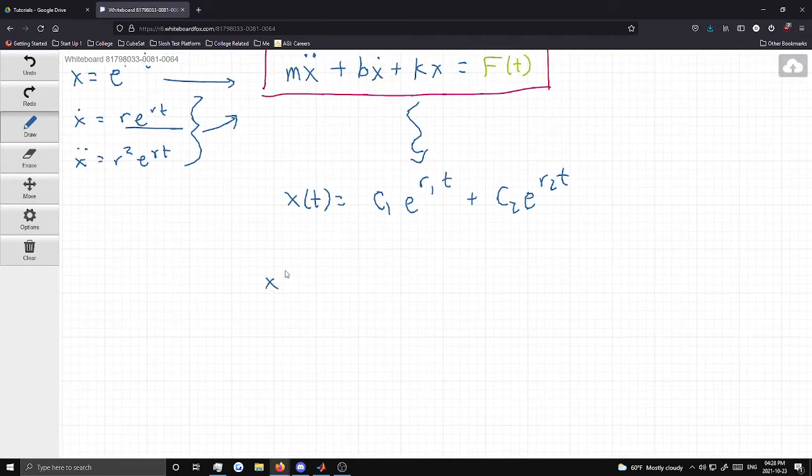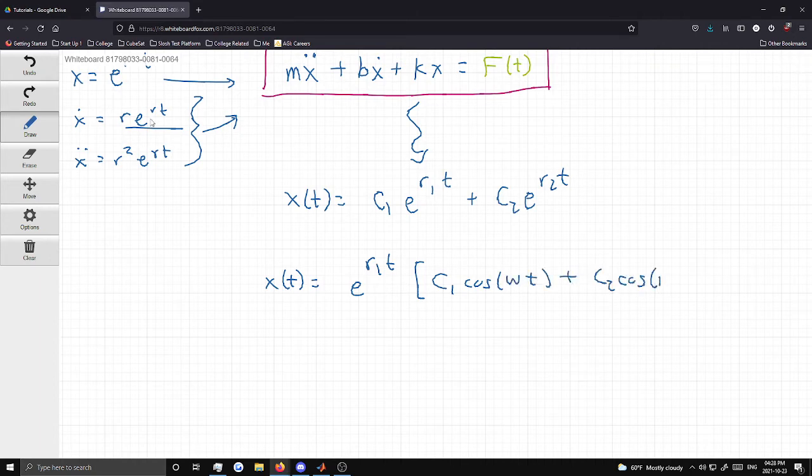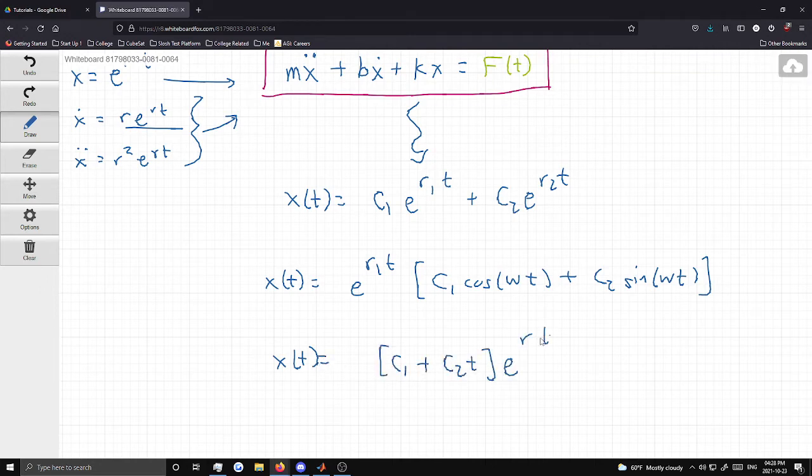And there are other solutions that are just as viable. We could get something that looks like this: C1 cosine omega t plus C2 cosine, not cosine, sorry, sine omega t. And in some situations we can even get something that looks like this: C1 plus C2 t, e to the rt.